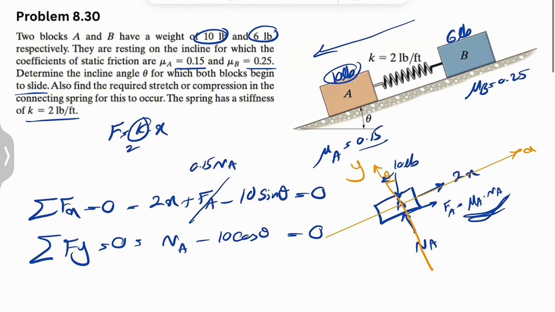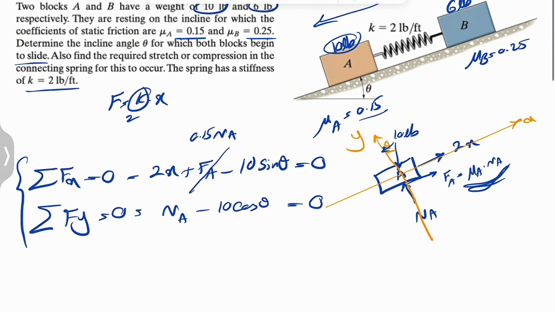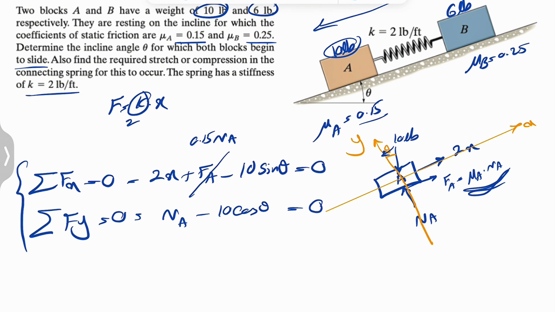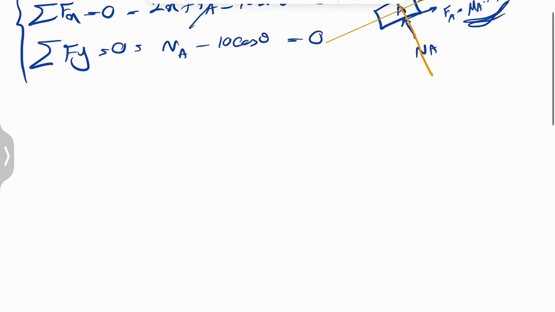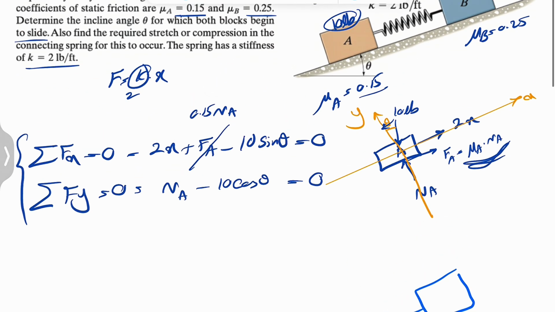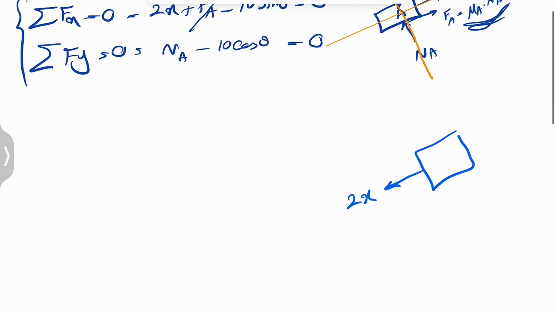So we can see we have 3 different unknowns in here, NA, x, and theta, which means we have to move on to the next block because we have too many unknowns. Let's draw the free body diagram for block B. We're going to have the same force of the spring, which is again 2x. Again, x is the displacement in the spring.